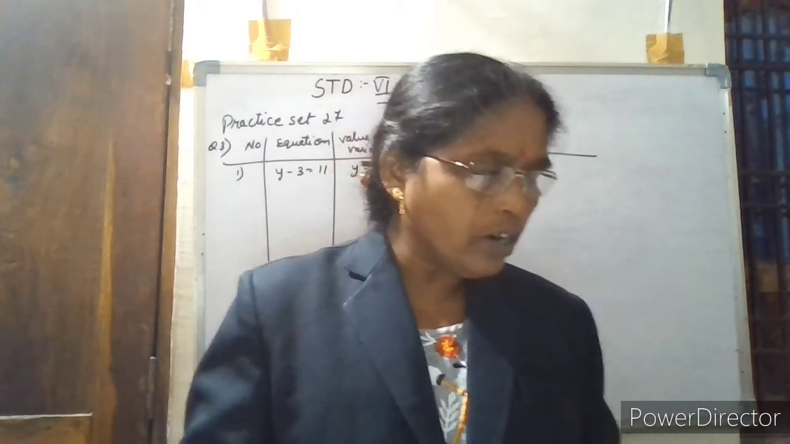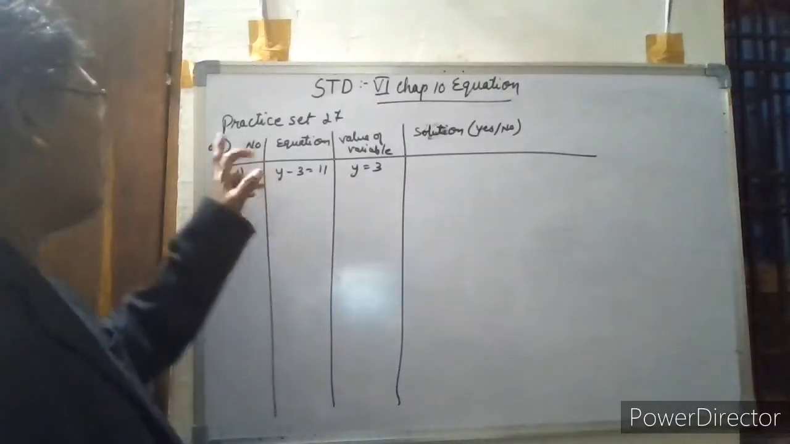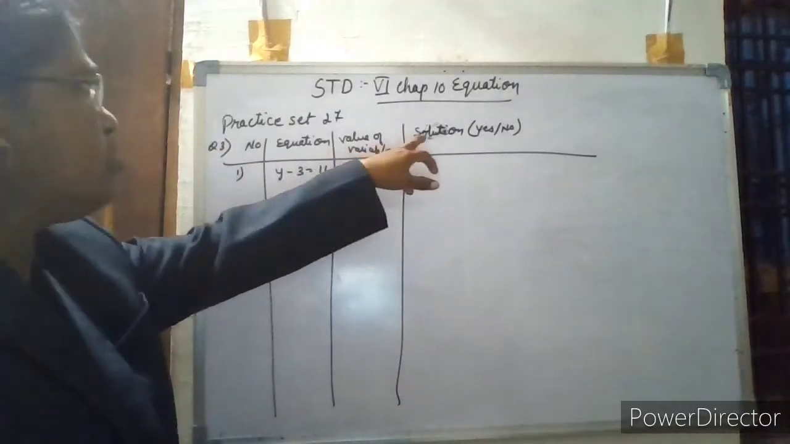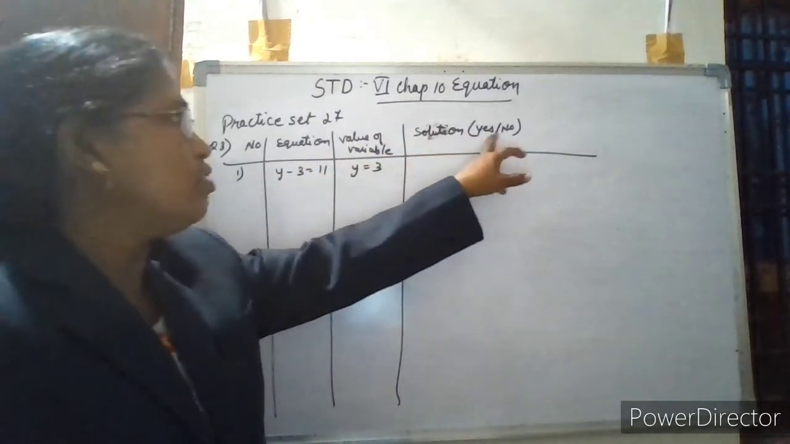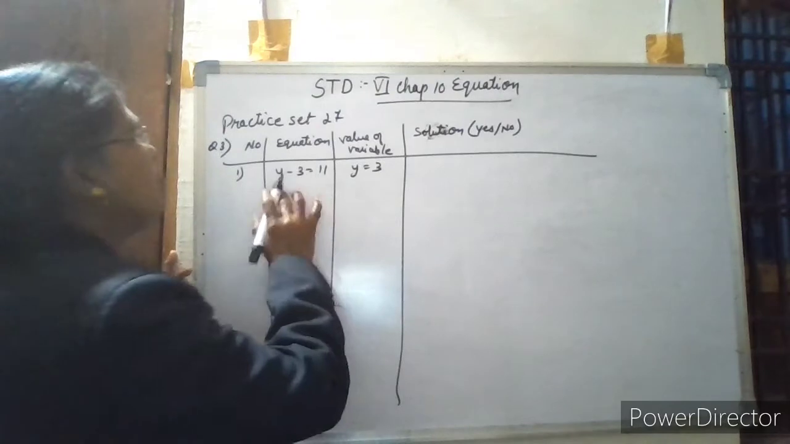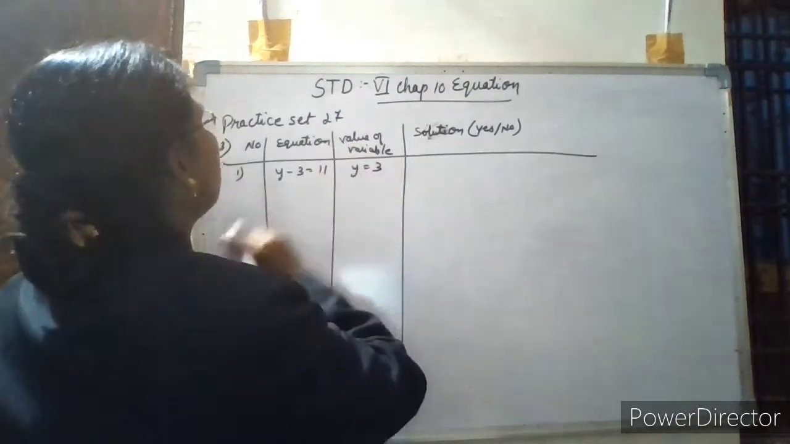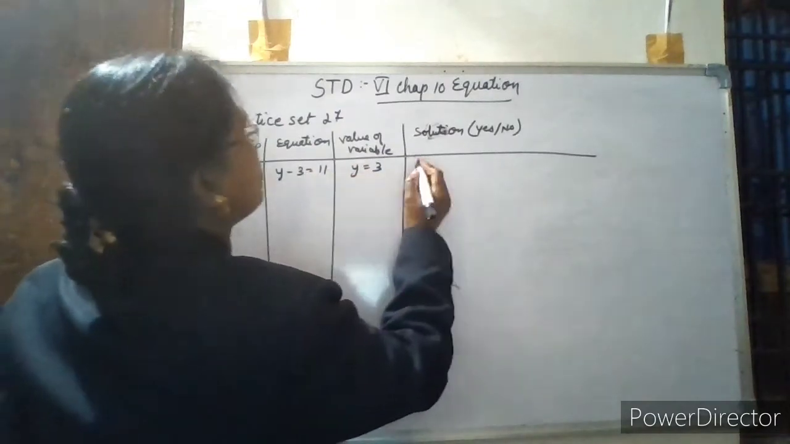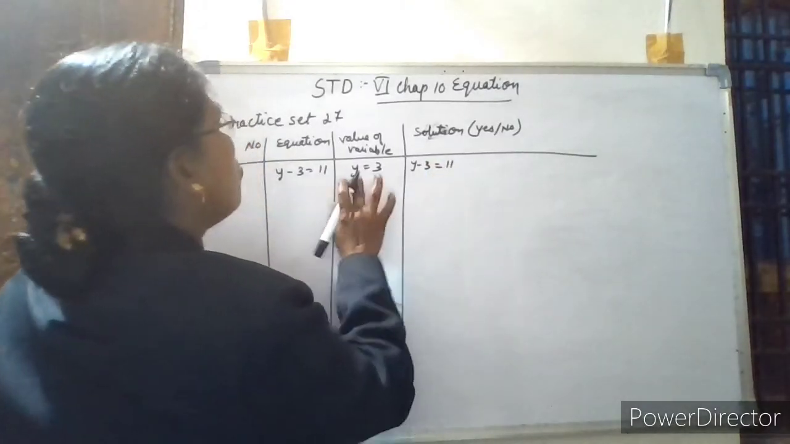So, third question. Here it is given in a table in this form: numbers, equations, value, then solution. We have to write yes or no. But before writing yes or no, we will check the given value, y equal to 3. We will solve it. Write the equation here: y minus 3 is equal to 11. Here y equal to 3 is given.